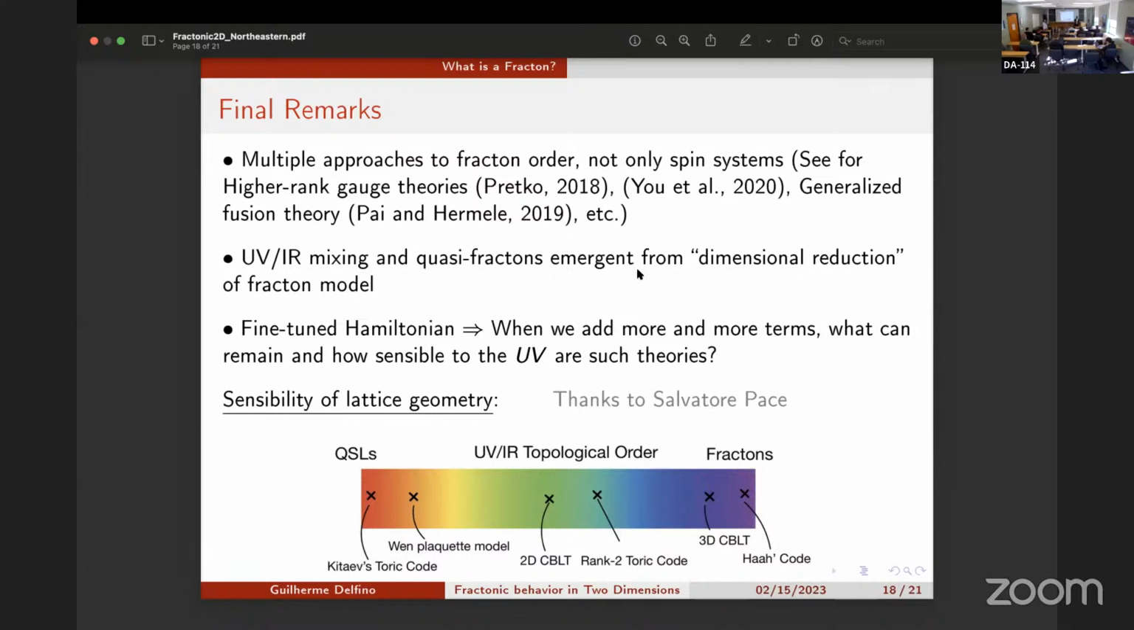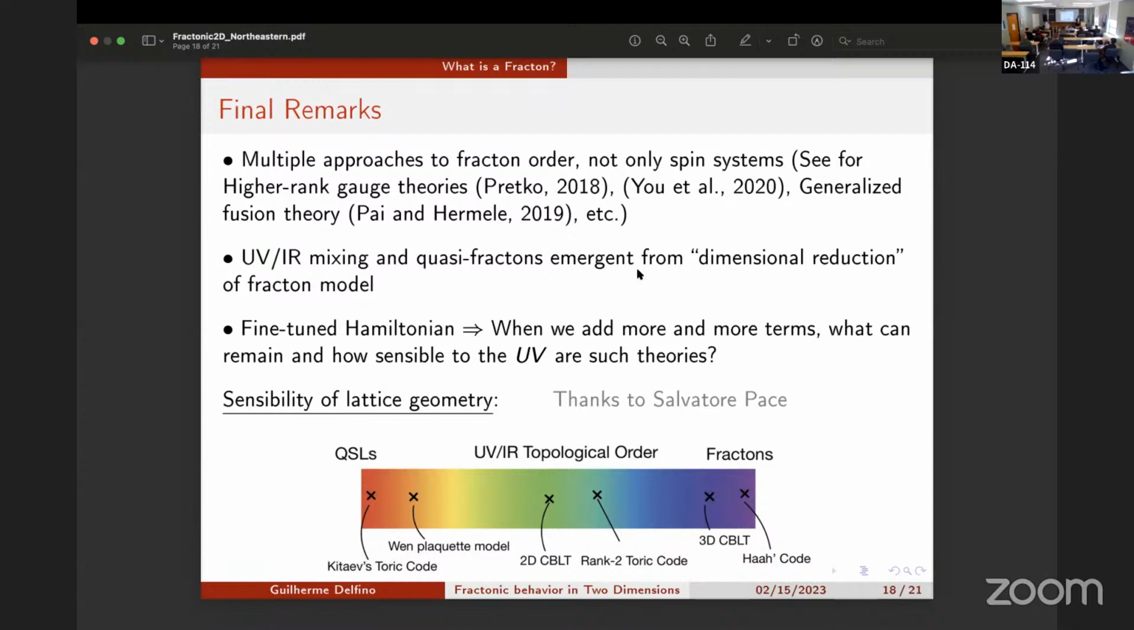Other questions? To what degree is the change in behavior from 3D CBLT to 2D CBLT exactly determined by the types of symmetries that survive the projection? Oh, good question. In the CBLT, you can show that.